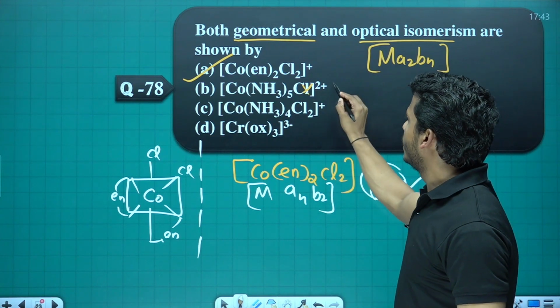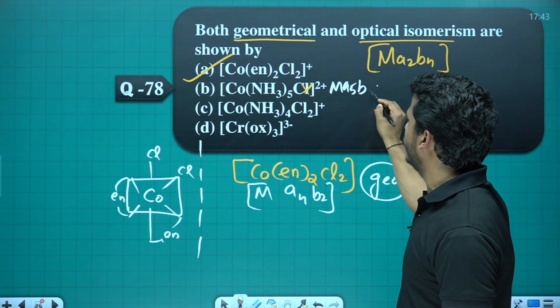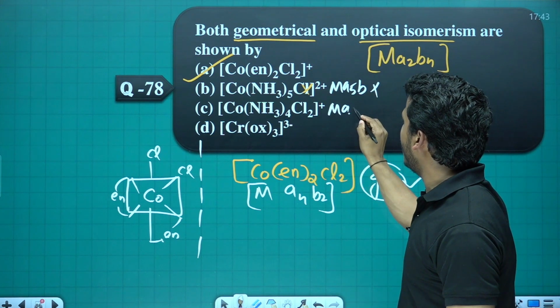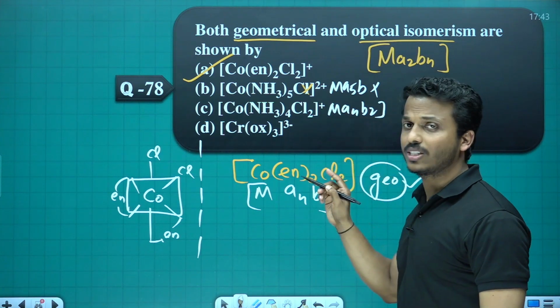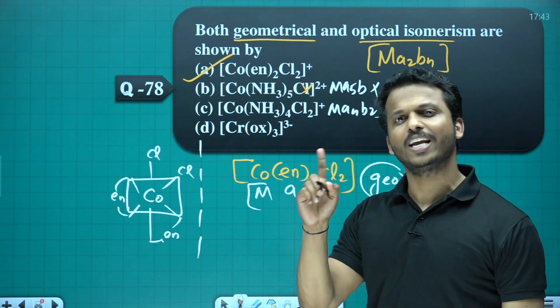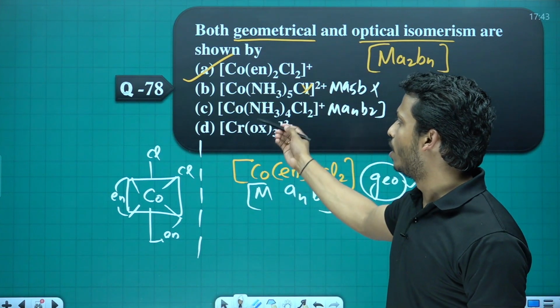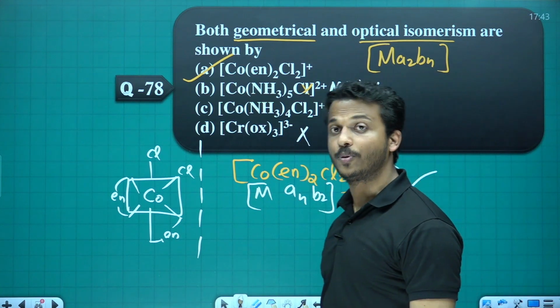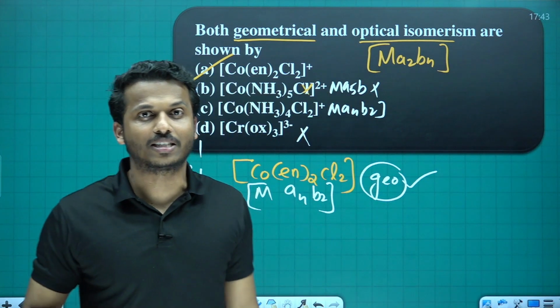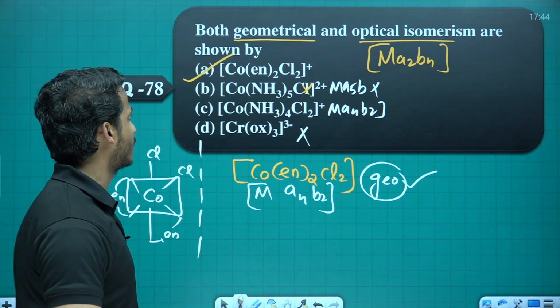Why are the others not? This is a type Ma5B, it does not show. This is a type Ma4B2. It will show cis-trans isomerism, but optical isomerism cannot be shown because there is no bidentate ligand. This can show optical isomerism because a bidentate ligand is there, but it cannot show geometrical isomerism.